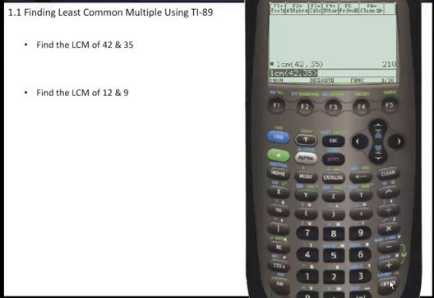This is going to find the smallest number that's a multiple of both 42 and 35. We talked about how to do this by hand in Chapter 1 by breaking it down into individual factors or by forming that table where we work through them. But if you wanted to find this with the TI-89, you can use this command. Okay, so do the same thing here really quickly with 12 and 9. Should be pretty straightforward.